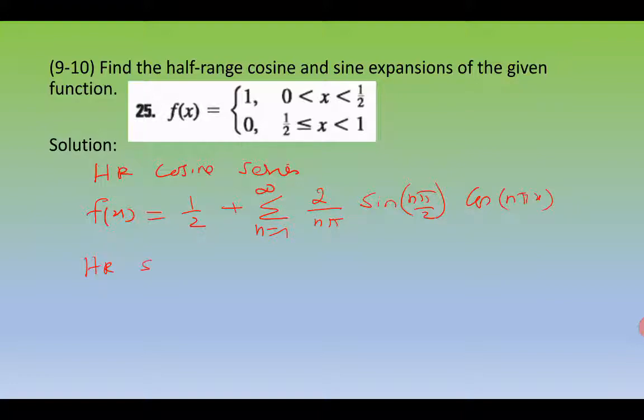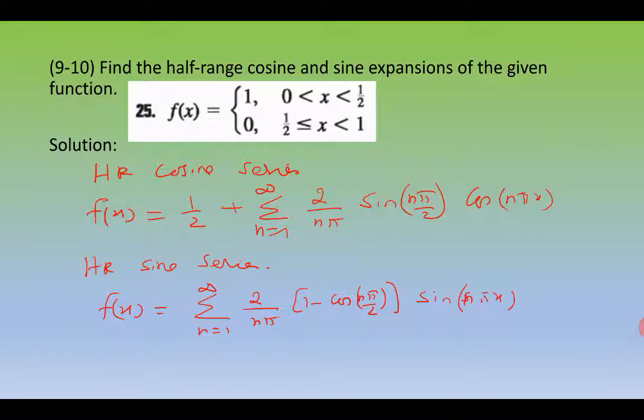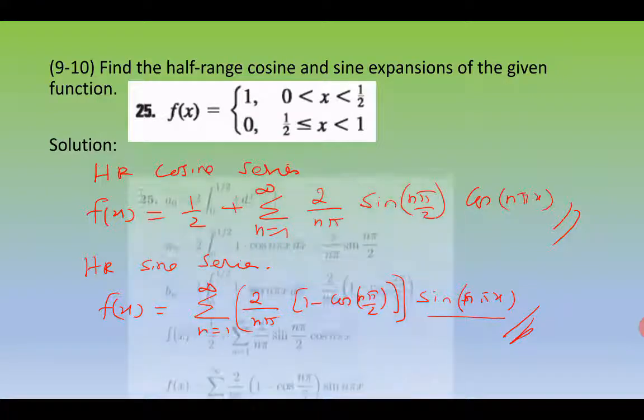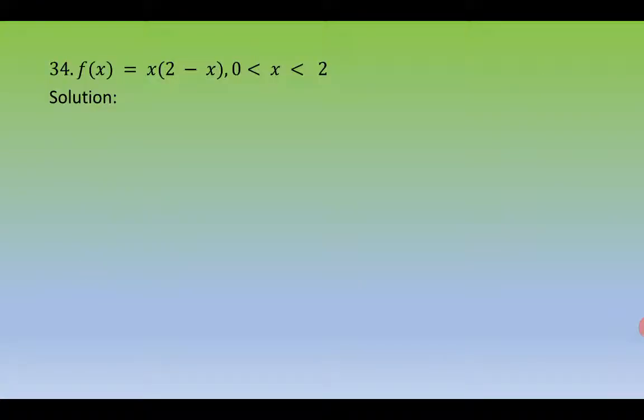Next, half range sine series f of x. First two terms are zeros. Third term is summation n from 1 to infinity 2 over n pi, 1 minus cosine n pi over 2, sine n pi x. So this is Bn, this is the function. So this is the sine series, this is the cosine series. In this way we have to solve another function. So we will be back.